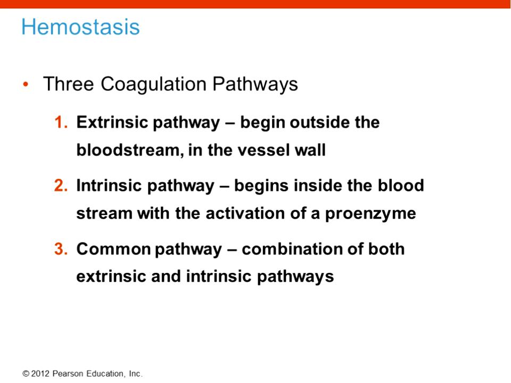So the 3 coagulation pathways are extrinsic, intrinsic, and common. Extrinsic pathway is going to happen outside of the bloodstream in the vessel wall. The intrinsic pathway begins in the bloodstream with the activation of the proenzyme, and then the common pathway is just a combination of both the intrinsic and the extrinsic pathways. So it's kind of where they meet together, where the outside pathway meets the inside pathway. We call that the common pathway.